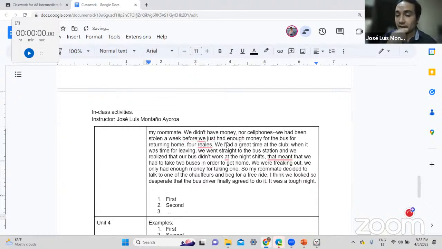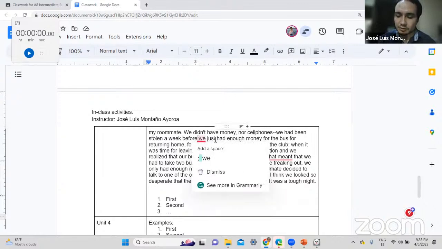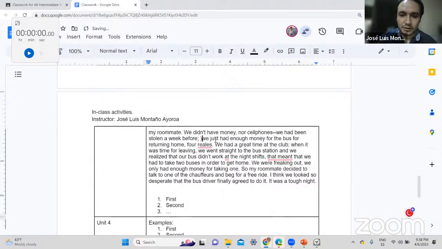All right, and again, why? Because we just had enough money is another complete idea, and it's not going to be directly related to this one, because it would be incorrect, just because it's a complete idea by itself. All right, so again, you decide, but you have the option of a semicolon, or once again, you can use a period if you believe it's not affecting the meaning or the way you want to transmit your information.